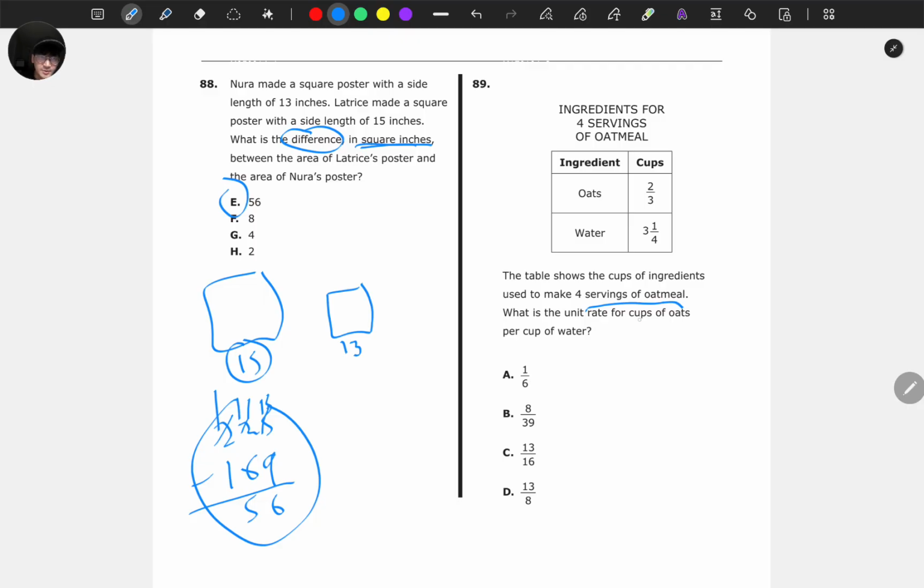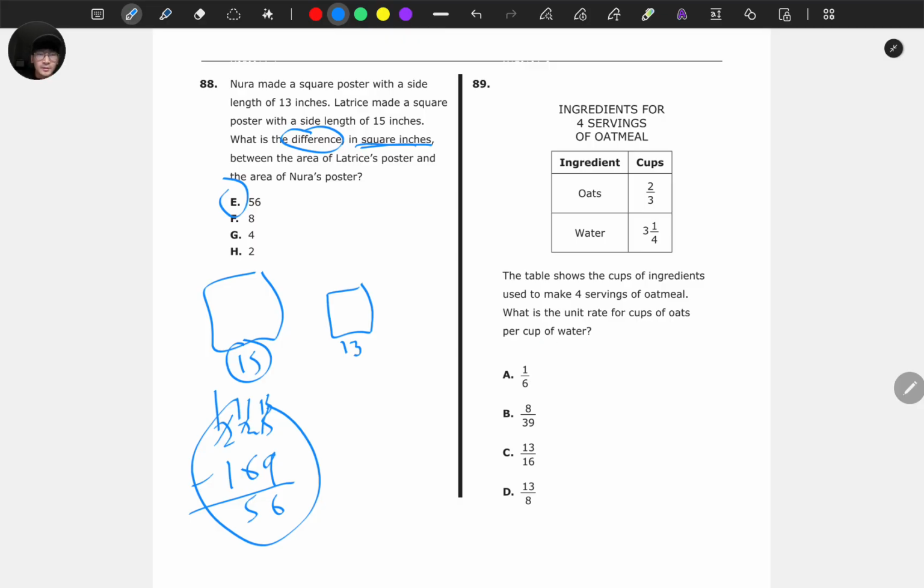The table shows the cups of ingredients used to make 4 servings of oatmeal. What is the unit rate for cups of oatmeal per cup of water? Okay, so this is similar to the other questions we did. I think we were talking about like the population and the debt. It's kind of like an averaging, right? So they're giving you a recipe here, and this recipe is for 4 servings. And you need to find the cups of oats per cup of water.